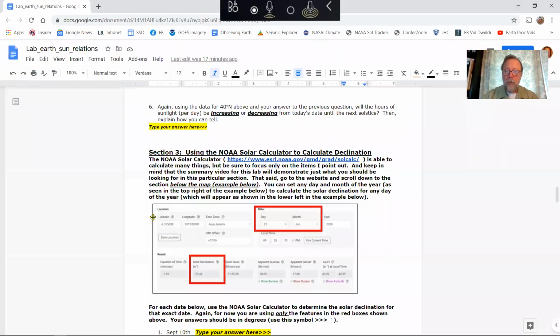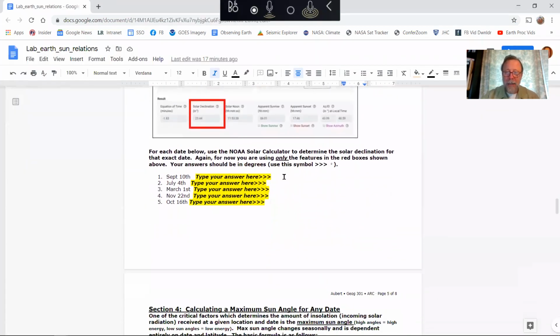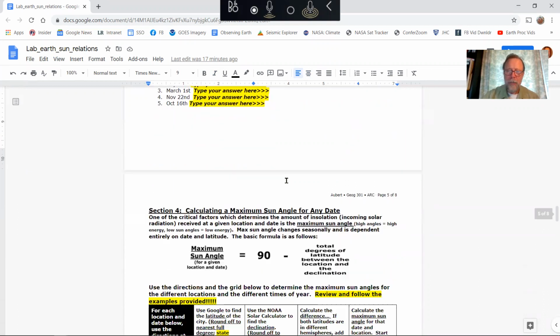So you simply use that calculator to answer these questions. And it says use this symbol. And again, if you want to use the negative and positive numbers, do that, but do it accurately. If you want to convert it to north or south latitude, then do that. It needs to be crystal clear when I grade this.